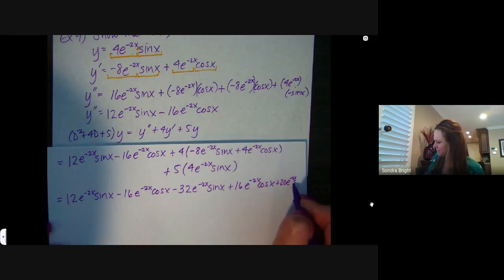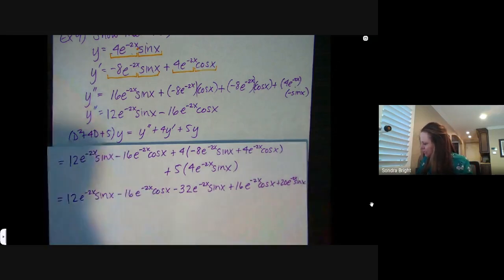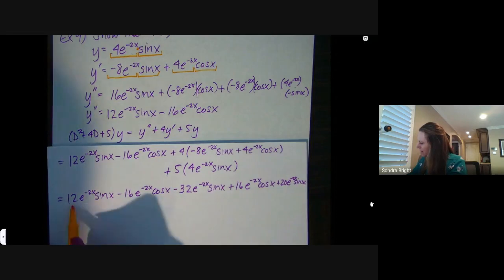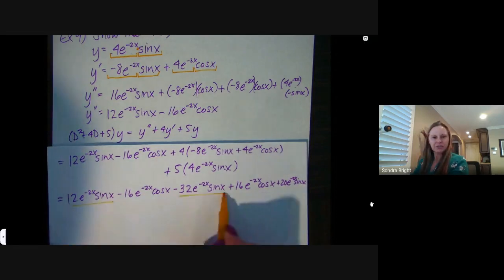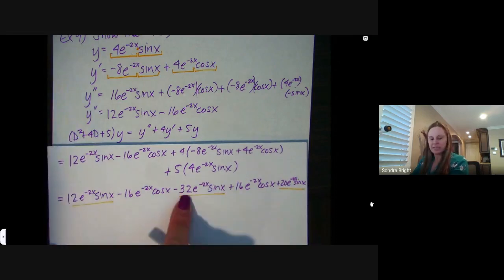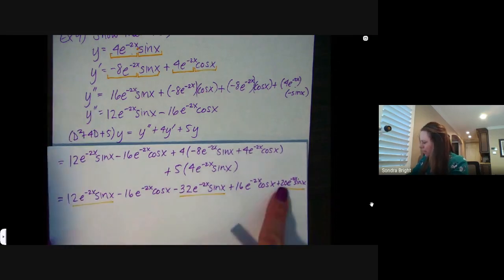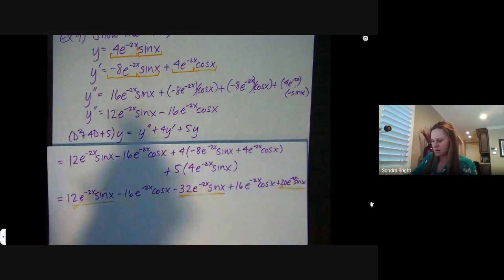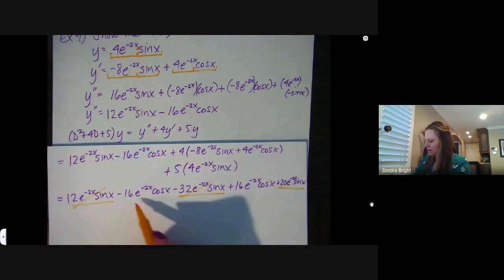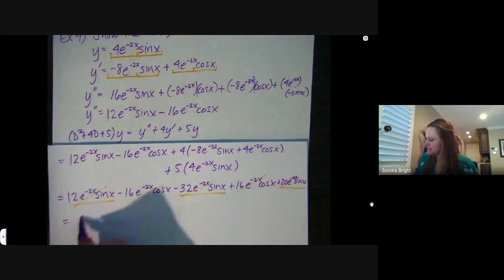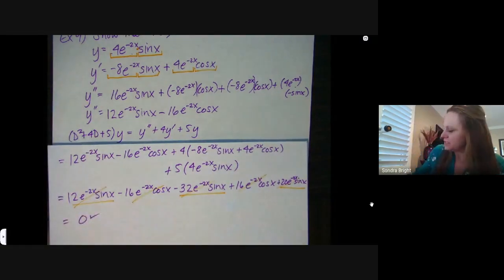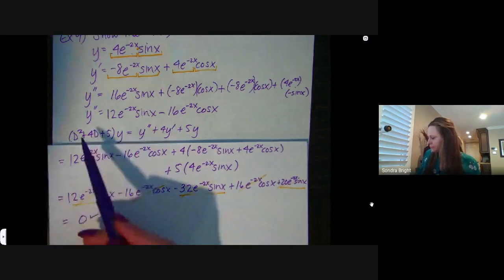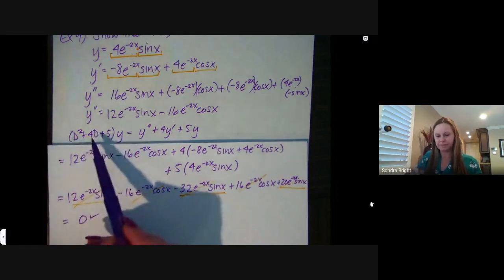Did it. Nice. Okay, so what do we got? Let's combine like terms. I've got my e to the negative 2x sines would be 1 here, 1 there, and 1 there. 12 minus 32 would give me negative 20 plus 20. Ta-ta. Bye. And negative 16 plus 16. Ta-ta. See you later. After a while, crocodile. All right, so you get 0. That means that this polynomial operator does annihilate the function here.